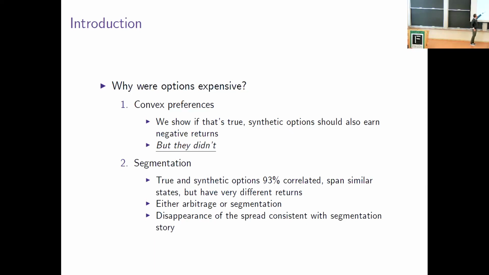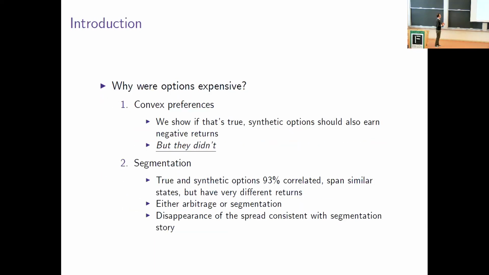True and synthetic options are 93% correlated. They span very similar states economically, but they have very different returns. You can think about that as implying either that there's an arbitrage or that these markets are segmented. The disappearance of the spread, and in particular the fact that the true option returns have converged to what the synthetic options say, is consistent with the story about segmentation. That's what we want to show you, and what we're going to try to work through.